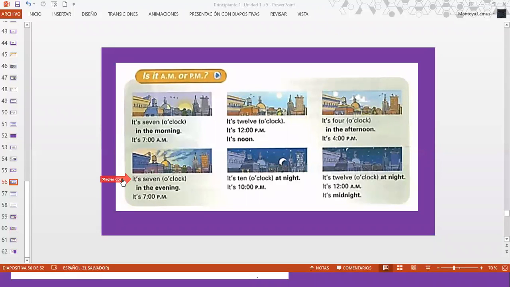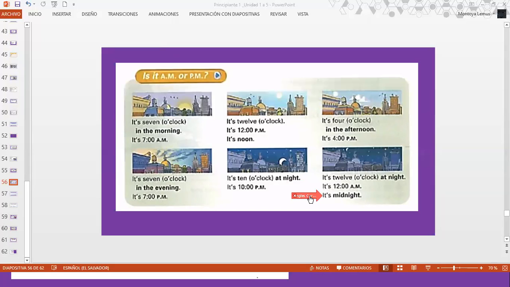It's 7 o'clock. It's seven in the evening. It's 7 p.m. It's 10 o'clock at night. It's 10 p.m. It's 12 o'clock at night. It's 12 a.m. It's midnight. Okay. Very good. Any question here with this vocabulary?